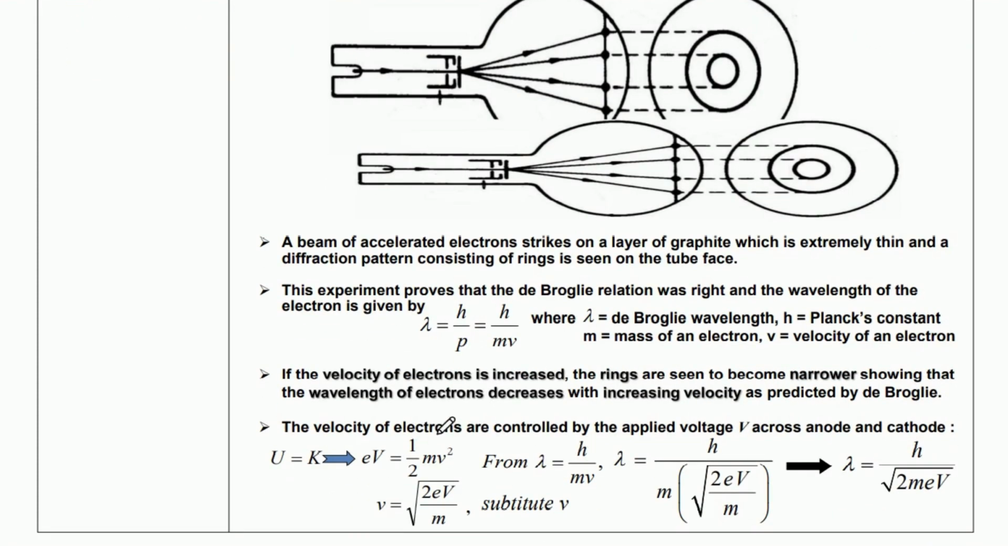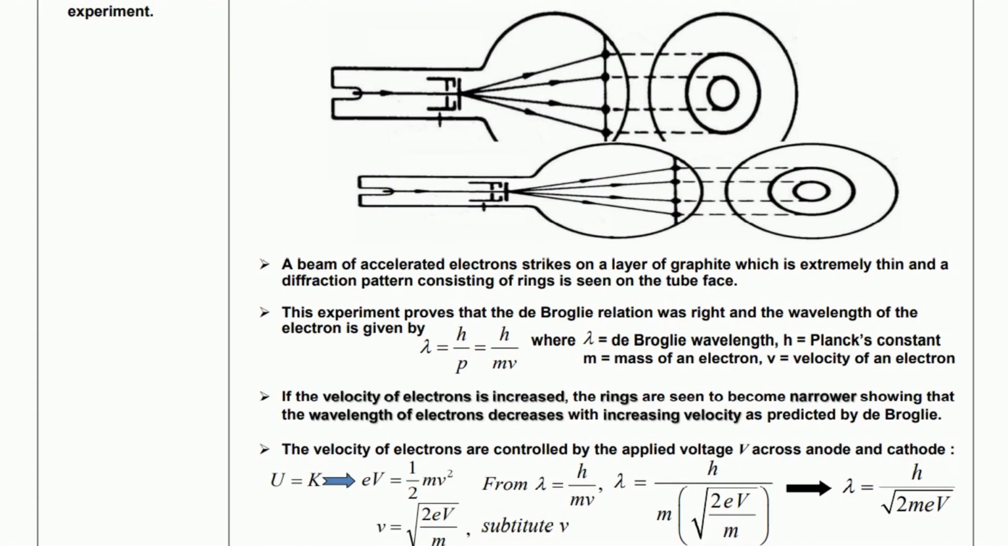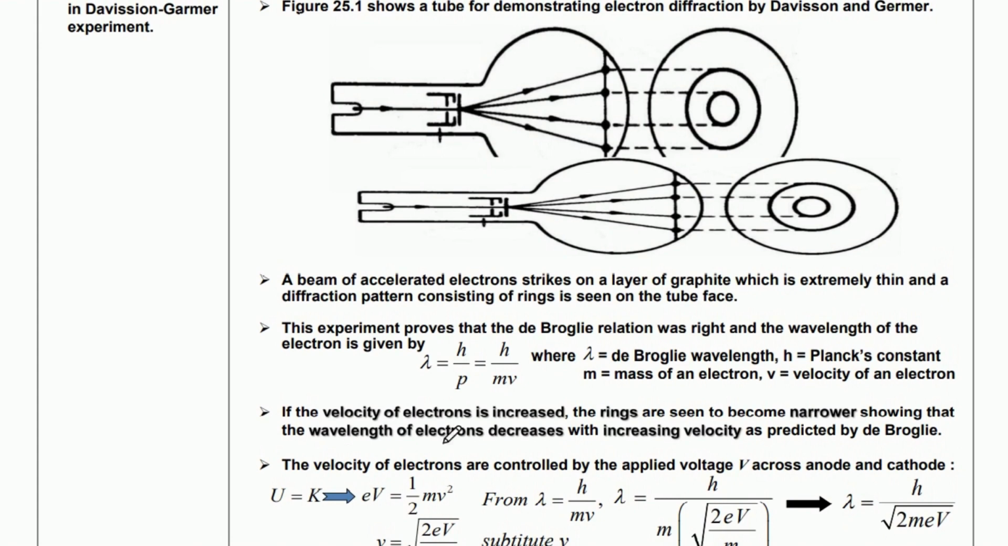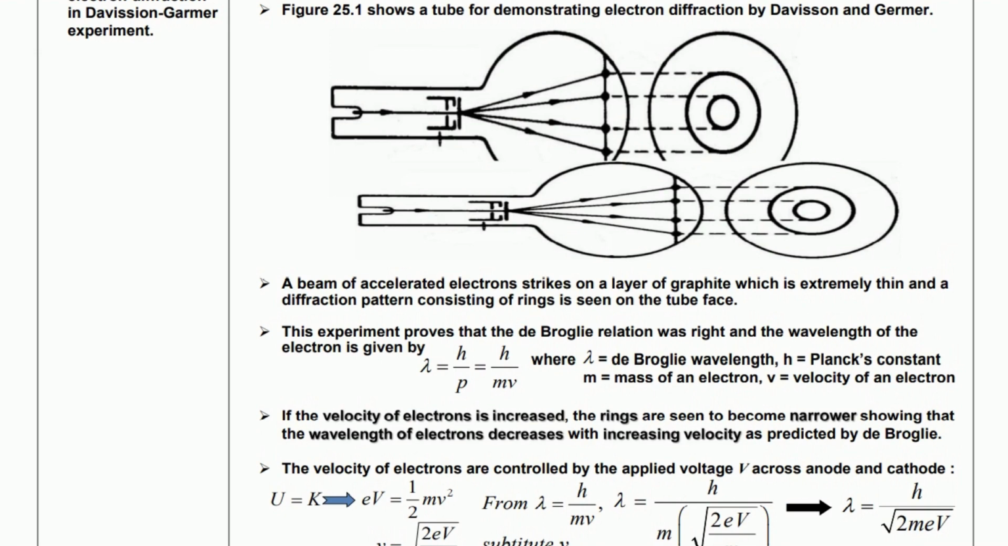So the velocity of electron is controlled by the applied voltage V across anode and cathode. Okay. So inilah di antara formula yang awak kena ingat juga ya. Dia banyak formula terbitan ya. So U sama dengan K sama dengan eV. eV sama dengan K, kinetic energy kan, sama dengan eV sama dengan half mv squared lah.